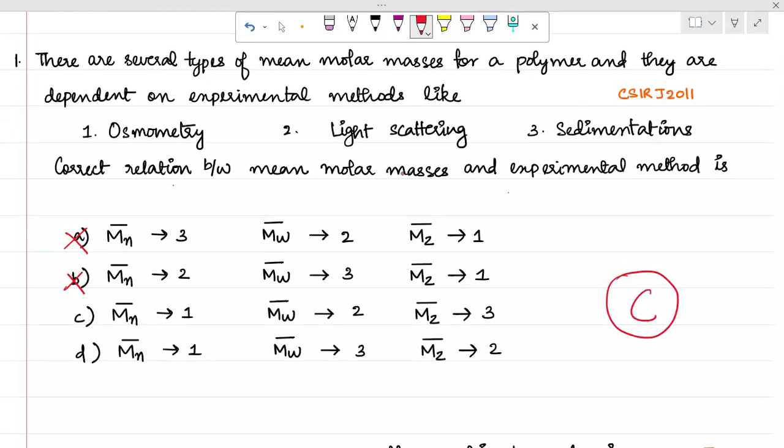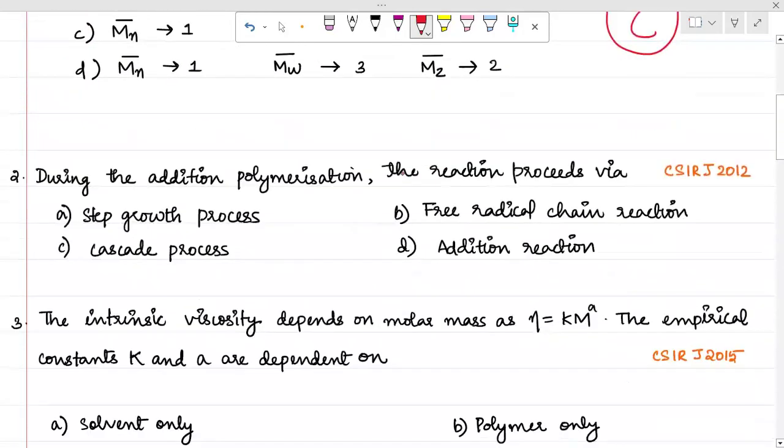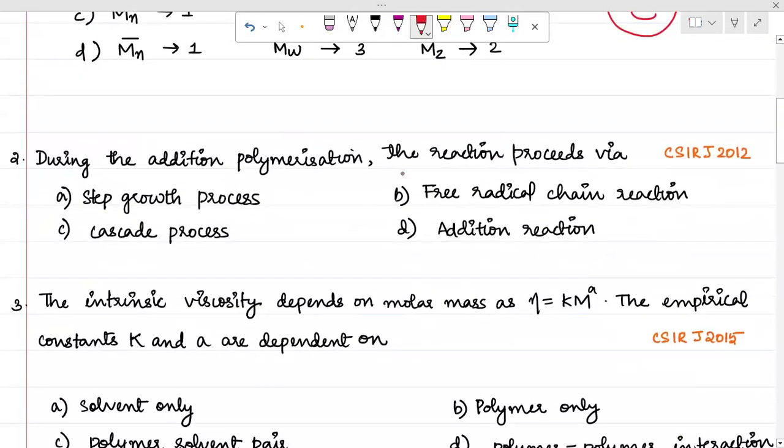This is not the only time they have asked this type of question, in 2011. Later on also this question has been repeated again and again. So please mark this question as important. Next one. During addition polymerization, the reaction proceeds via free radical mechanism. We have already learned the example of how ethylene becomes polyethylene, and the correct option is option B.